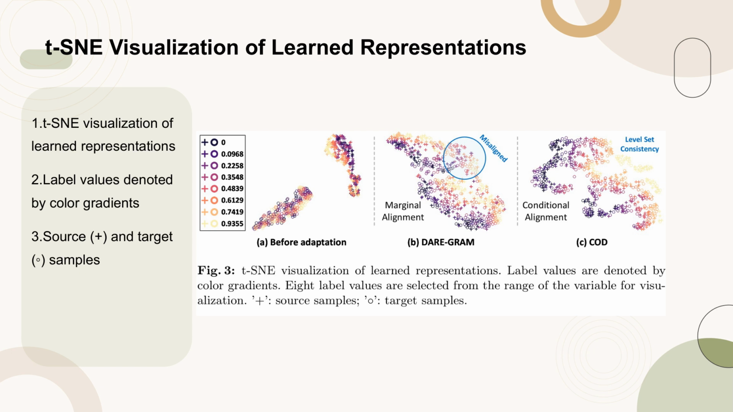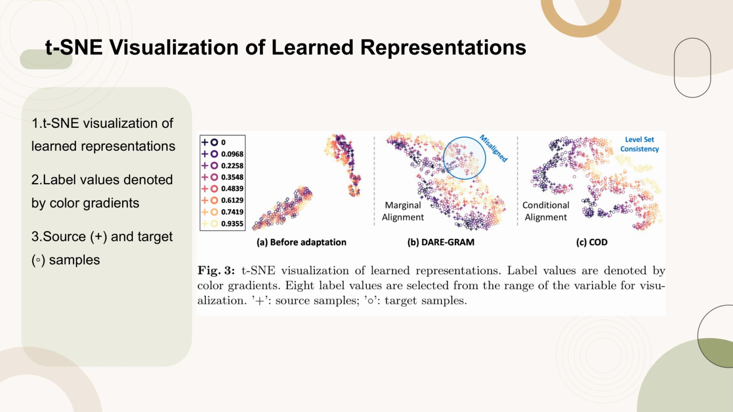Figure 3 presents a TSNE visualization of learned representations, where label values are denoted by color gradients. 8 label values are selected from the range of the variable for visualization. The figure distinguishes between source samples, marked with plus, and target samples, marked with a different symbol. This visualization helps in understanding the distribution and alignment of features across different domains, providing insights into the effectiveness of the adaptation methods used.